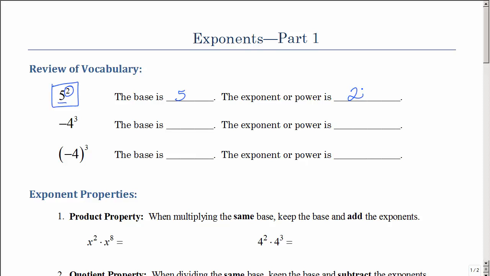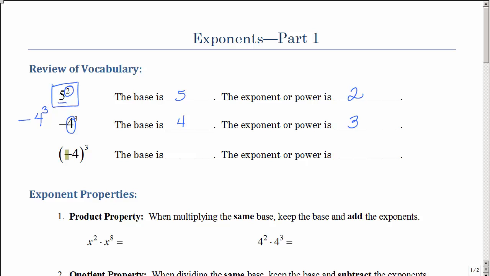Now the next two examples get a little bit trickier, so we're going to be really careful here. On this one, the base is just the 4, because what that is saying is take 4, raise it to the third power, and then make it negative. Order of operations, you have to do exponents before that multiplication, and that negative is like multiplying by -1. So again, the base is 4, and the exponent or power is 3.